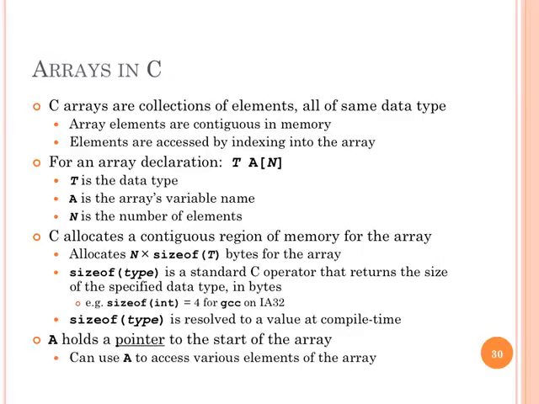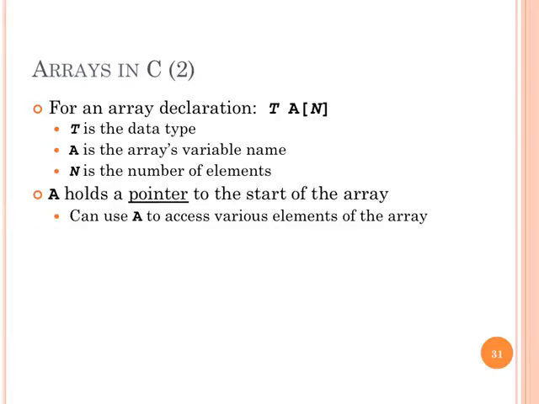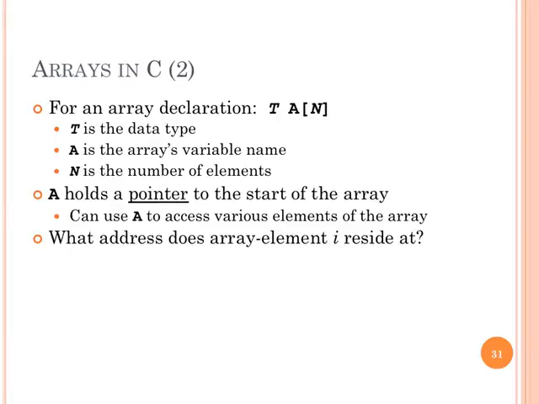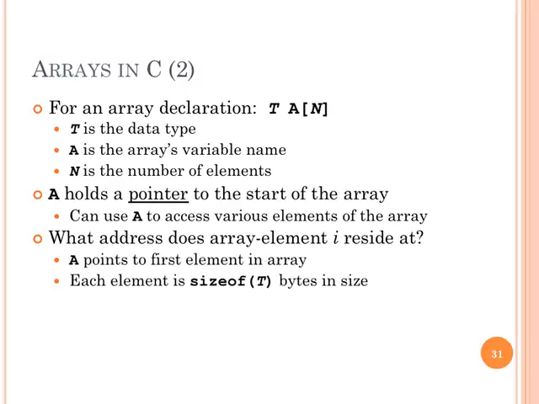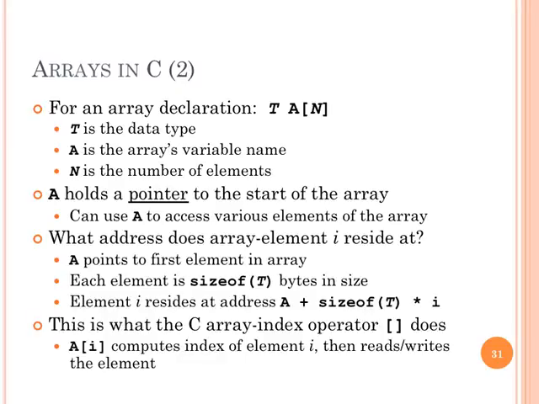So A, the array name, is a pointer to the start of the array. Now we can use A to access elements of the array. Okay, so what address does array element I reside at? Well, remember, it's an element, so we need to do something like A plus I times the size of the element. So element I is A plus size of t times I. Okay? And that's exactly what the square brackets operator does. When you say A square brackets I, it does this math. Okay?